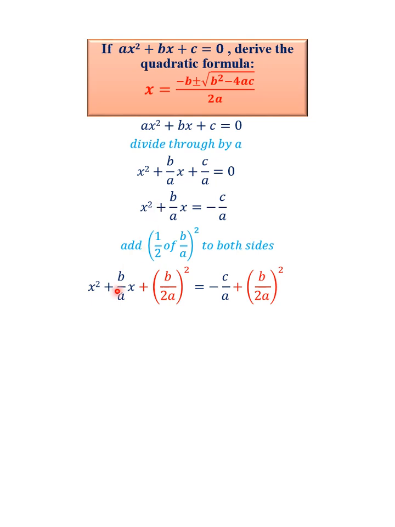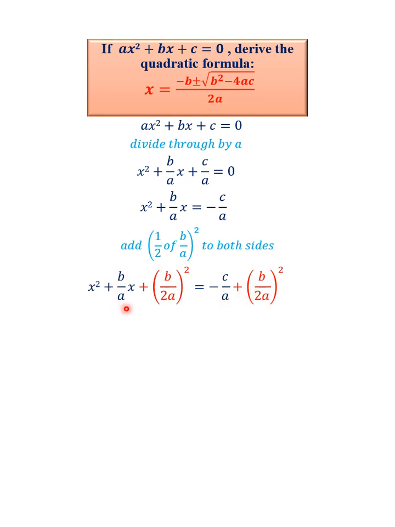x squared plus b all over a x. Half of b all over a simply means half times b all over a. 1 times b gives us b. 2 times a gives us 2a. Then we square it. And then we add it to the left hand side, and we equally add it to the right hand side so that the equation can be balanced. Now that we've added the square of half of the coefficient of x to both sides, we can now simplify further.